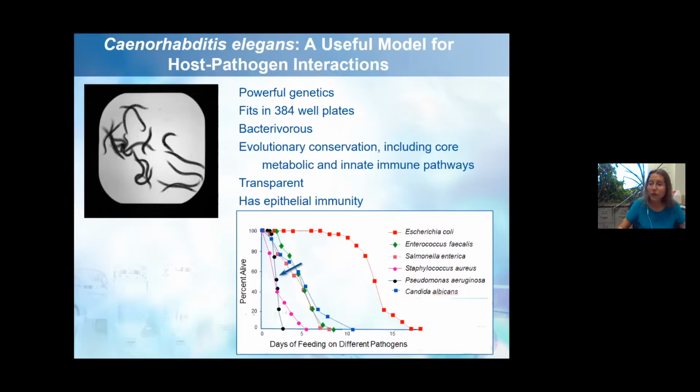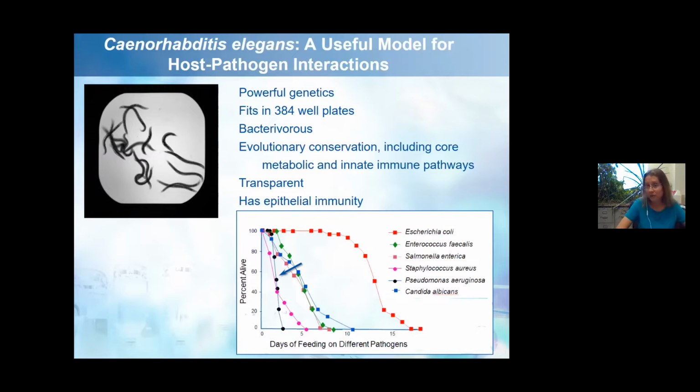Worms are transparent, which makes it easy to follow activation of immune pathways if we target downstream effectors with fluorescent proteins. Worms do not have specialized immune cells. They have what's similar to epithelial immunity, and I think you'll hear more about it during the second talk today.